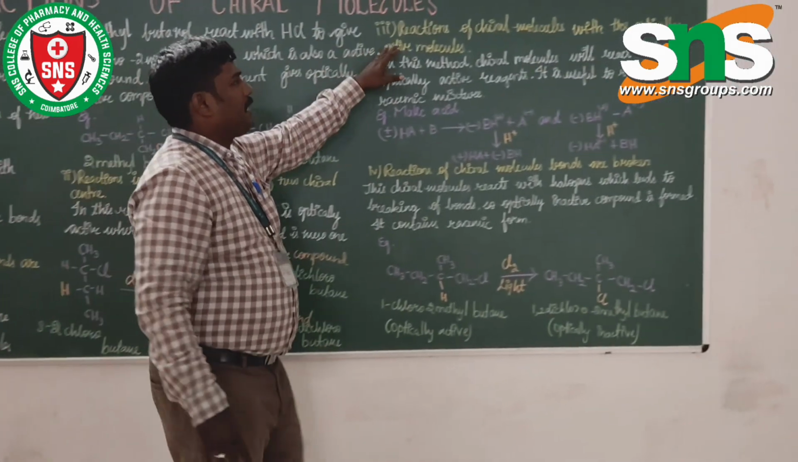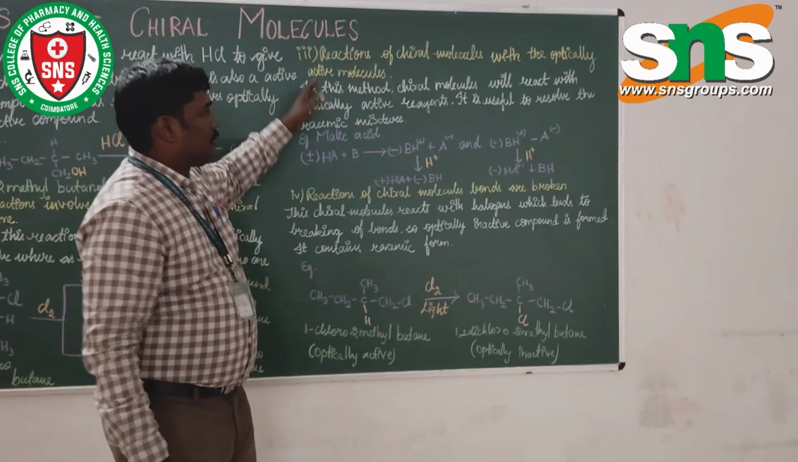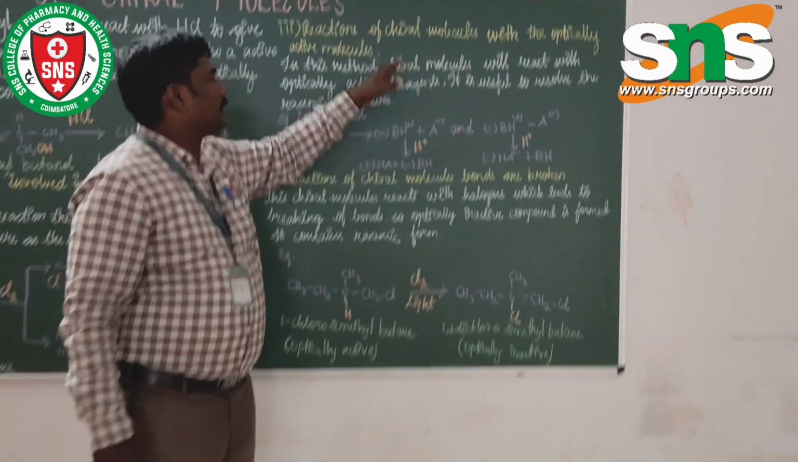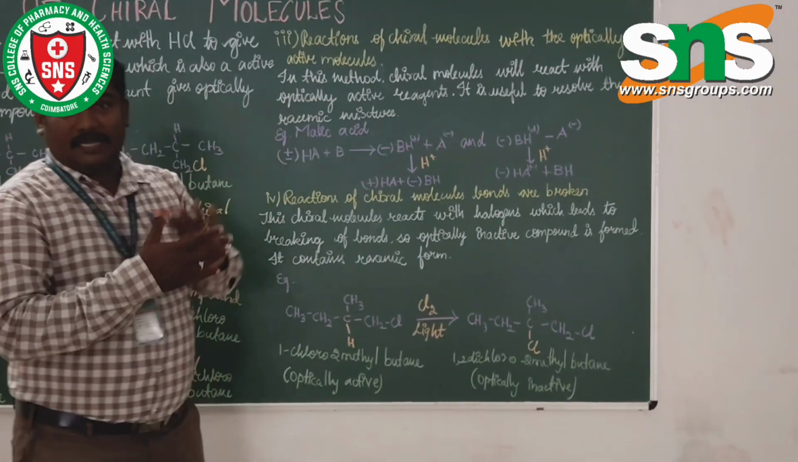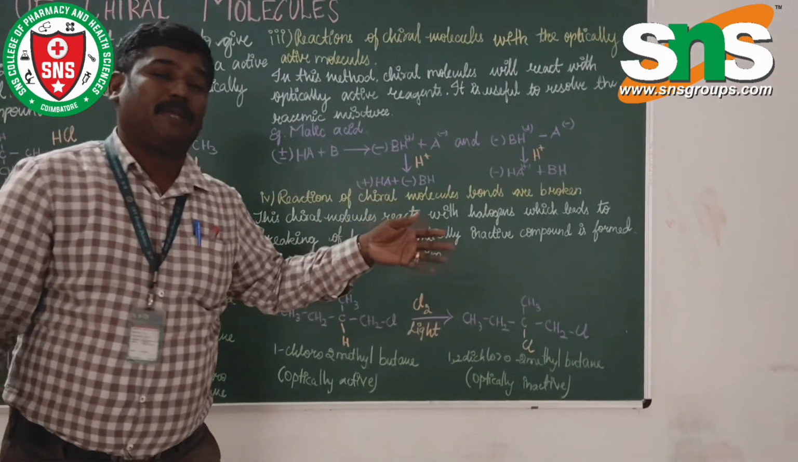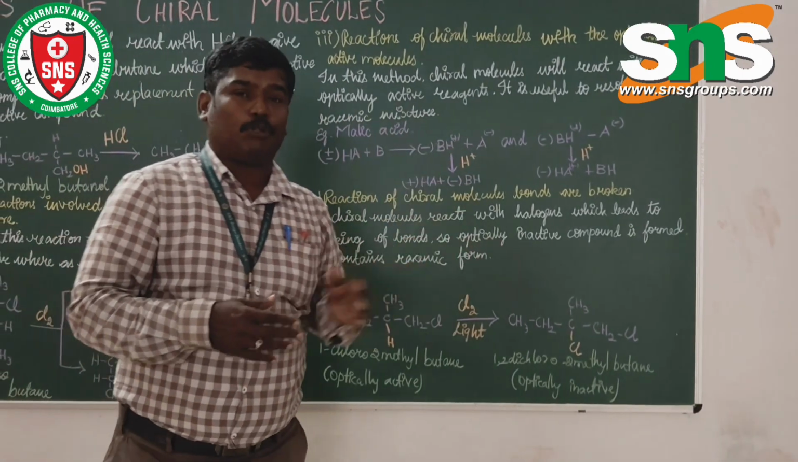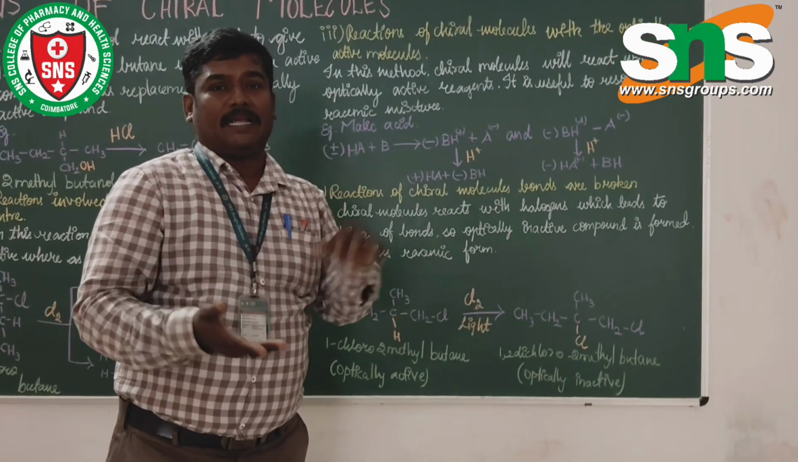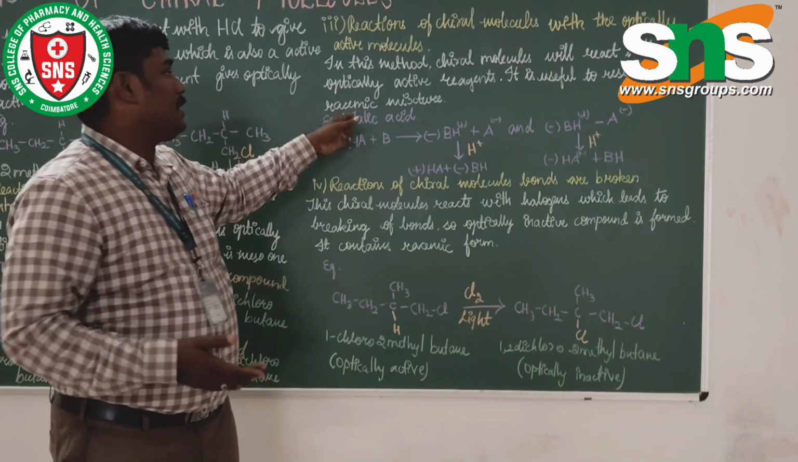Next reaction will be reactions of chiral molecules with optically active reagent. In this method, the chiral molecules will react with the optically active reagent, and this type of reaction is used to resolve the racemic mixture. A racemic mixture contains equimolar concentration of both isomers, the D isomer and L isomer. It will be separated, it will be resolved by this method.